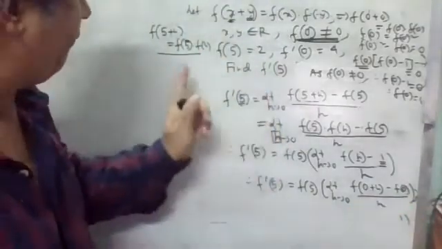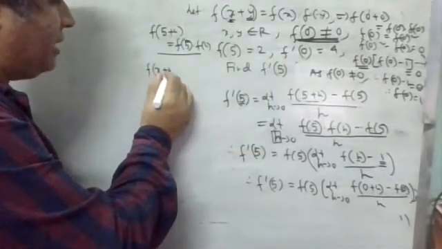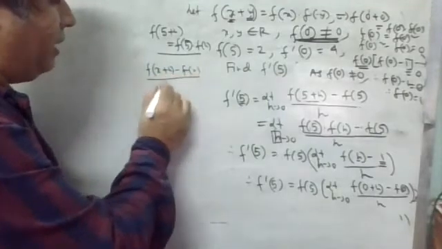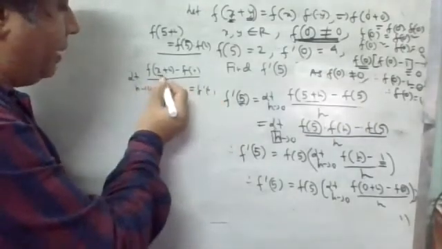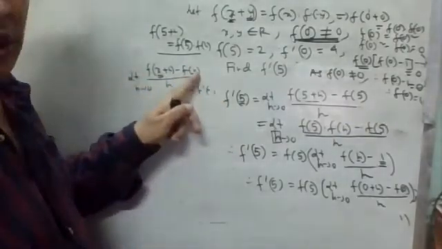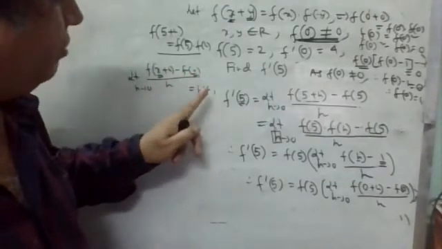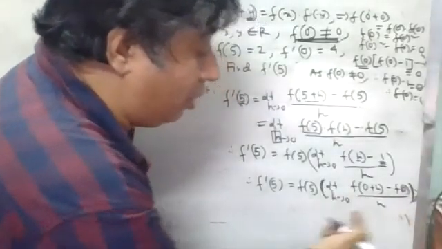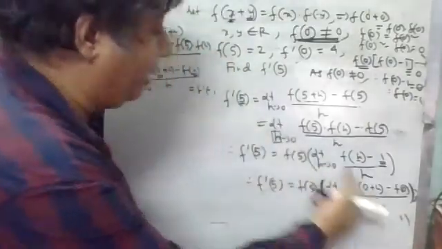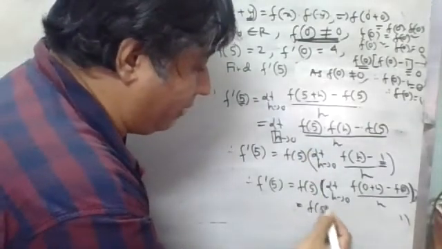See, the formula is what? If f(x plus h) minus f(x) by h, limit h tends to 0, is f dash x. So in place of x, if you replace x by 0, this x also will be replaced by 0 and you will get f dash 0. See exactly what expression we have got here. It is actually relating to this formula. So f(5) into f dash 0.